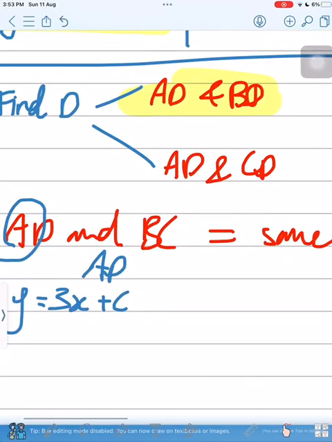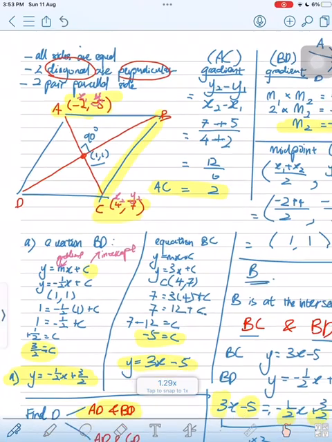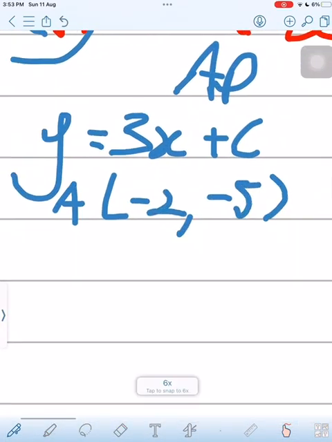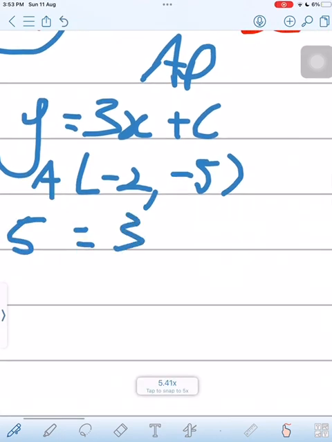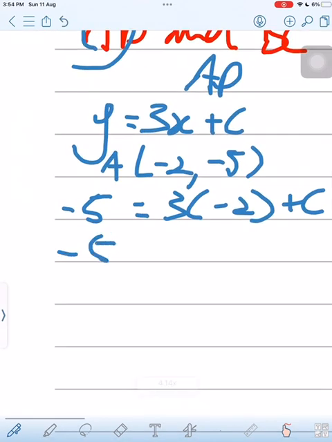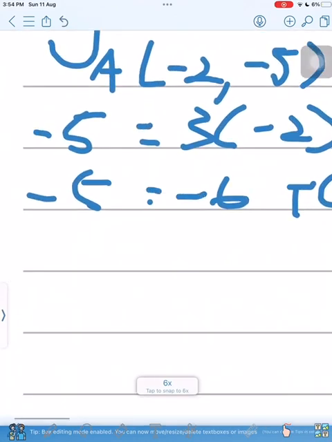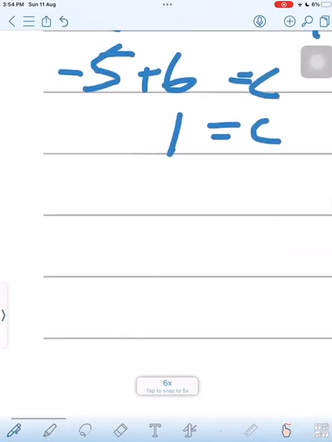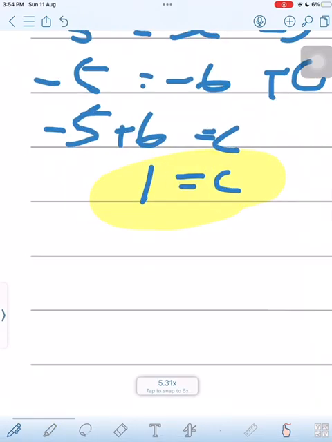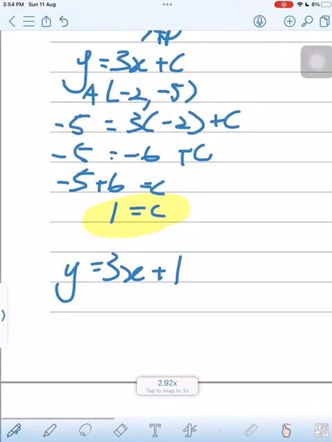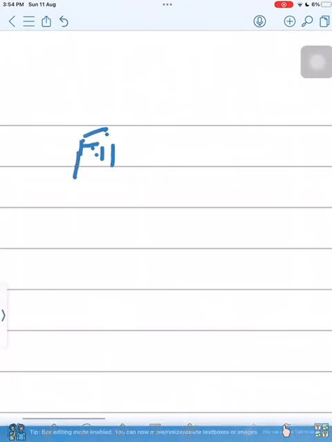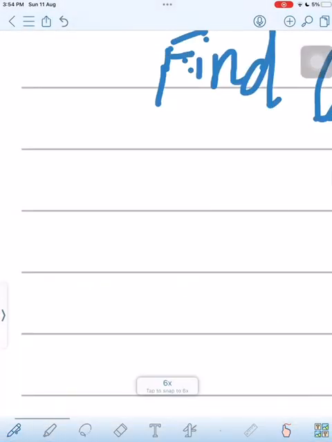For AD, y equals 3x plus c. The only coordinate that we have is A, so negative 2, negative 5. Then substitute it in and solve for c. Yes, 1 equals c. Then substitute it in again, so y equals 3x plus 1. So that's the equation for AD. Then we're going to look for D now.